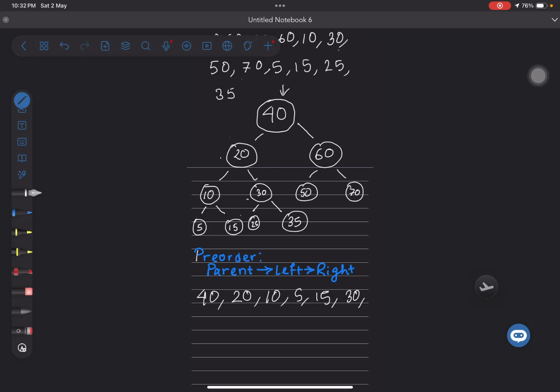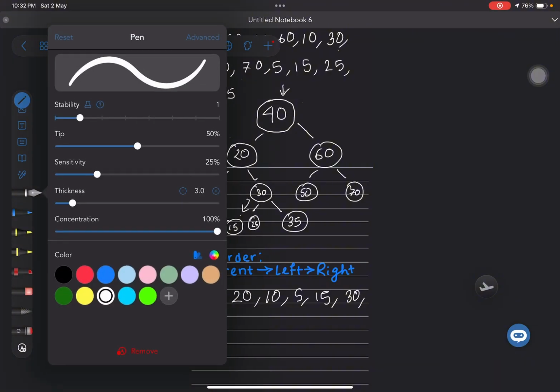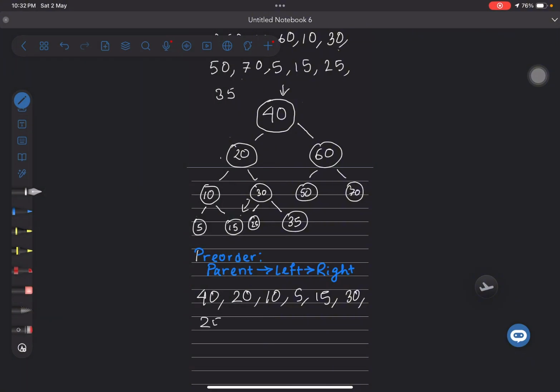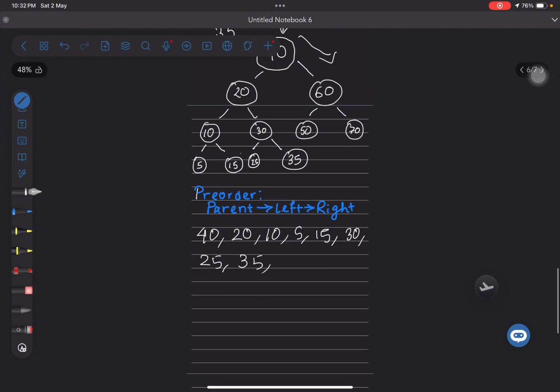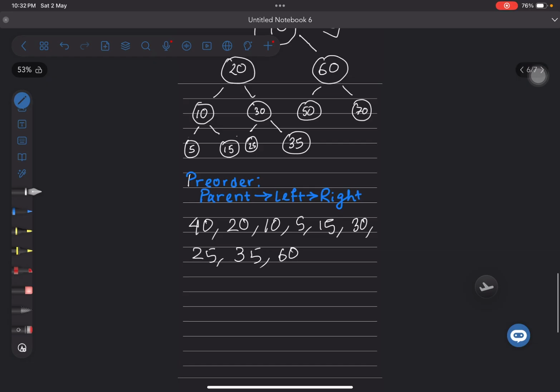There we go. We go on to the left side of 30, and then we hit 25. And then we go to the right side. We get 35. Now what do? There is no more nodes left on the left side. So now we go to the right side. What do we find? We find 60. So initially we go to the left side of 60. There's only 50. Now there's nothing left. Now we only have 70. So we write 70. So this is how preorder works.